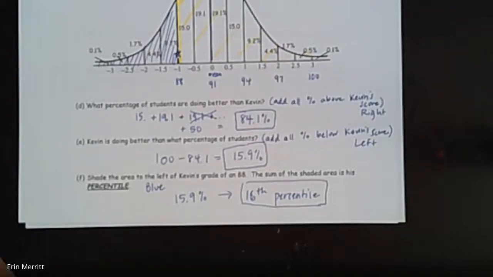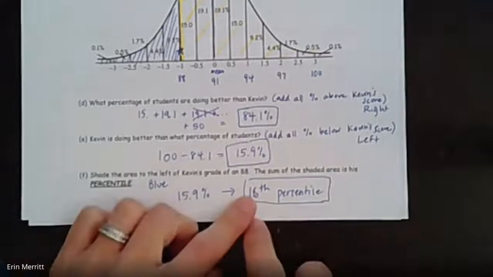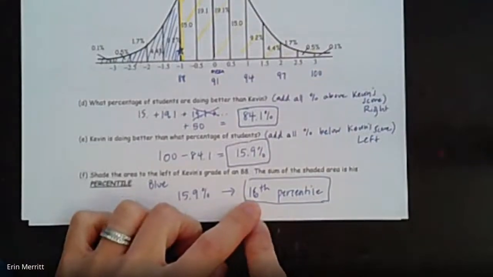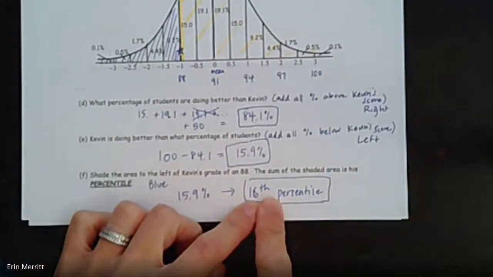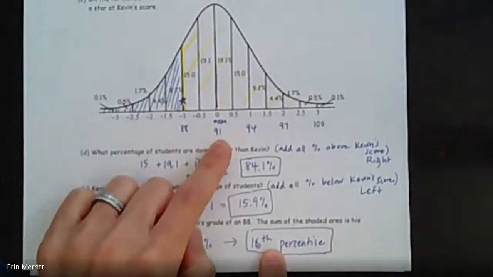So if you're at the 50th percentile, that's actually not bad. That means you're kind of average. You did better than 50%, 50% did better than you. 16th percentile is not great, but this is obviously a really smart class if the average is a 91. So he's still doing great. All right, let's move on.